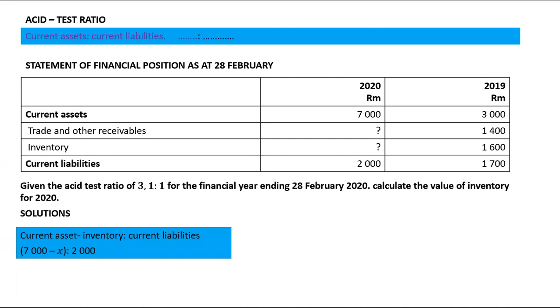But we know that the ratio must be how much? 3,1. 1 is to 1, right? And then all they do is that they cross multiply this.